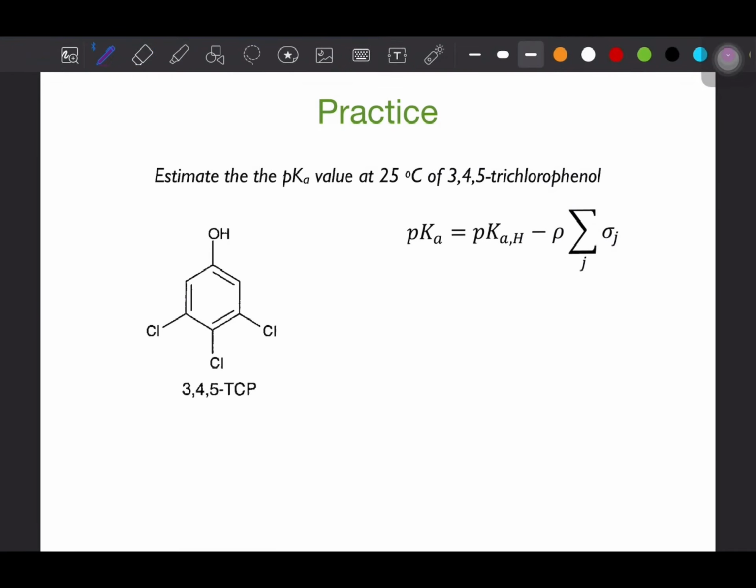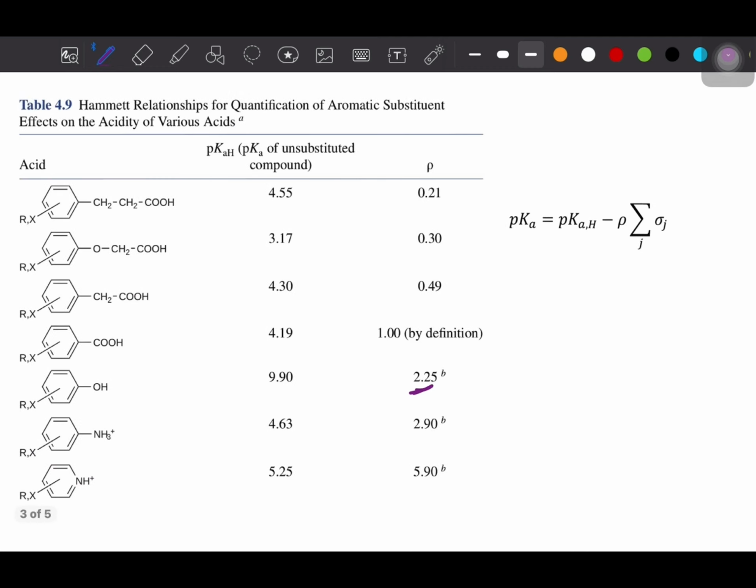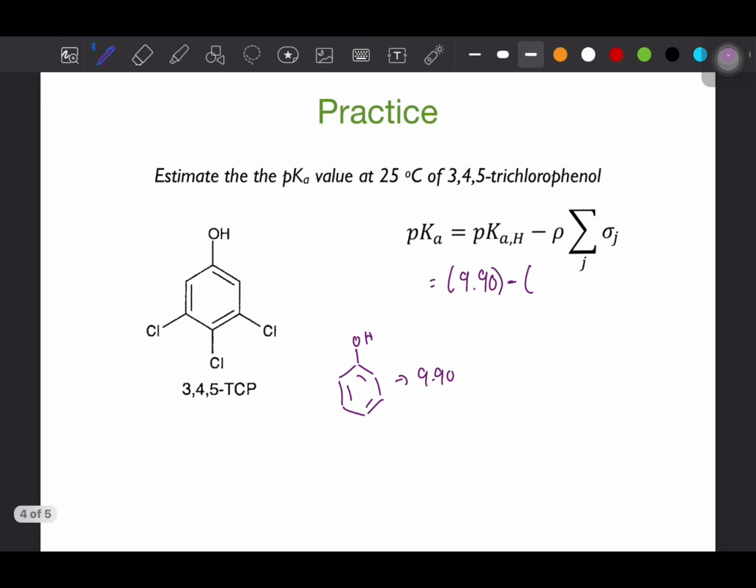All right, let's solve this. According to literature, the pKa of a phenyl group should theoretically be 9.9. So we're gonna plug in 9.9 right here. Then we're going to subtract the substituent factor, which should be 2.25. So here, the phenyl group's unsubstituted pKa is 9.9, and the substituent factor is 2.25.